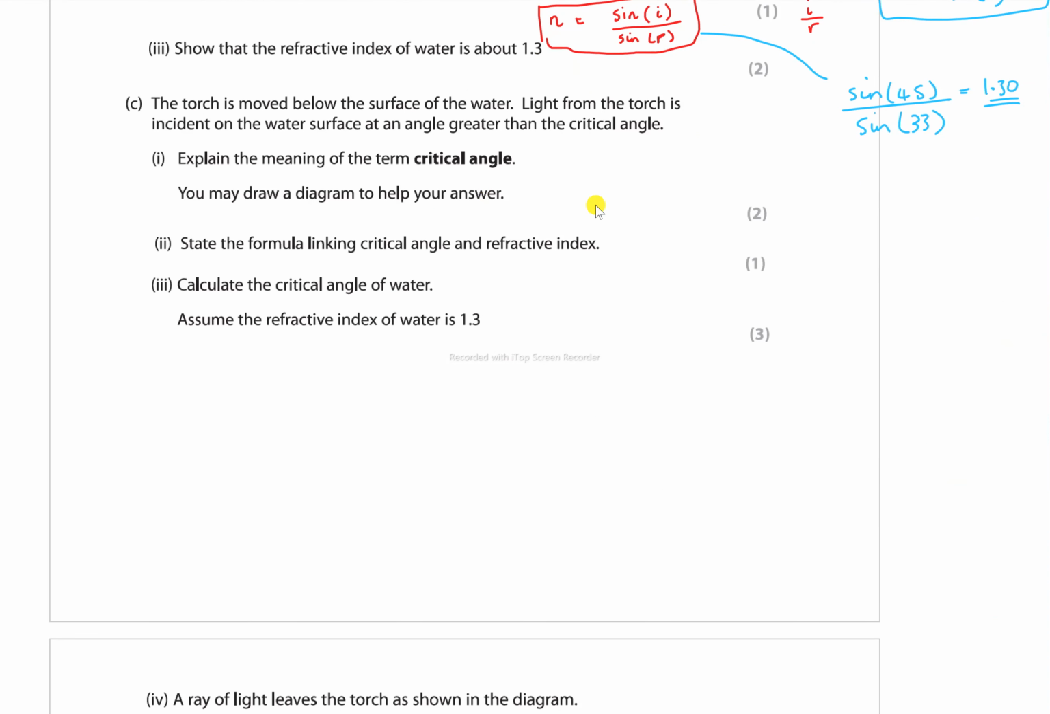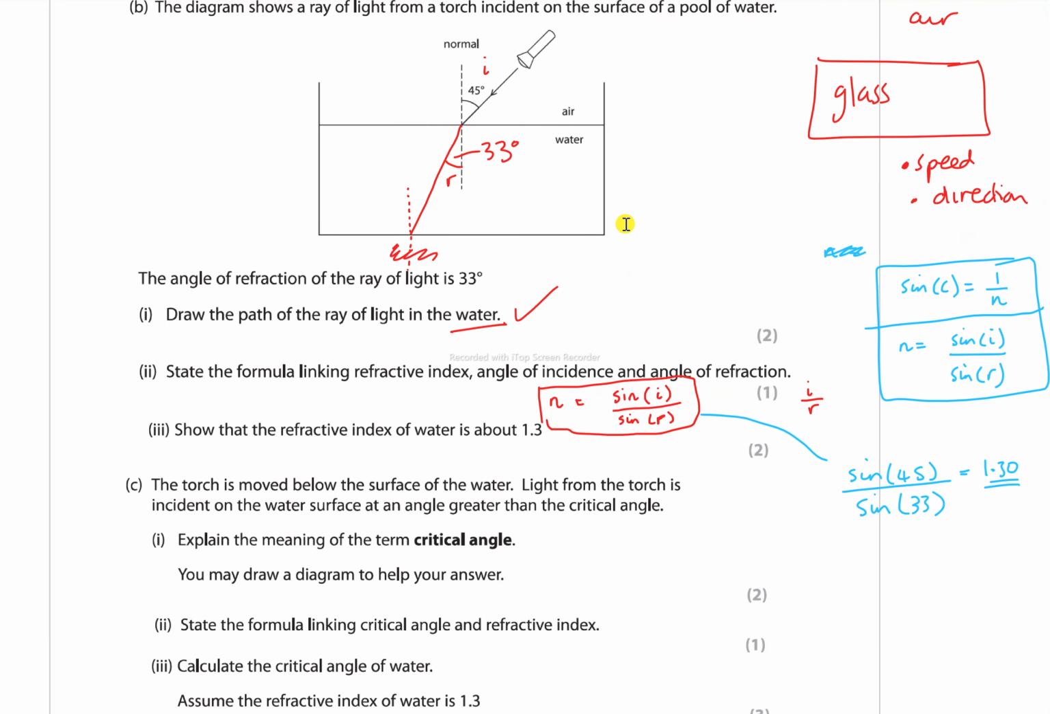The torch moves below the surface of the water. The light from the torch is incident on the water surface at an angle greater than the critical angle. So what they're saying now is, they put the torch here.